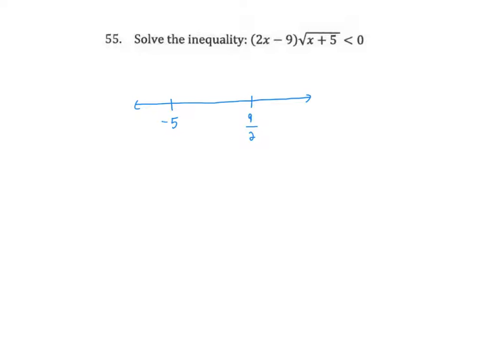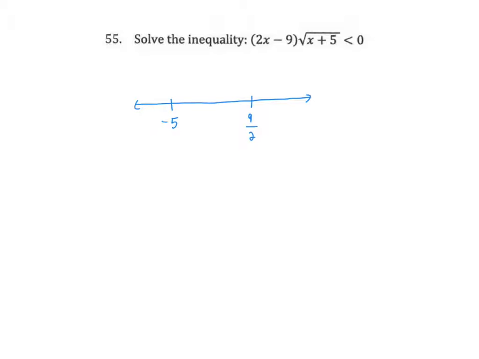And the idea is you can plug in a number in each region here. If the number that you choose makes this positive, then any number in that region will make this positive. Or if a number in that region makes this expression negative, that means any number in the region will make it negative. Okay, so watch how this works. This one's a little different because it has a square root, which makes it a little weirder.